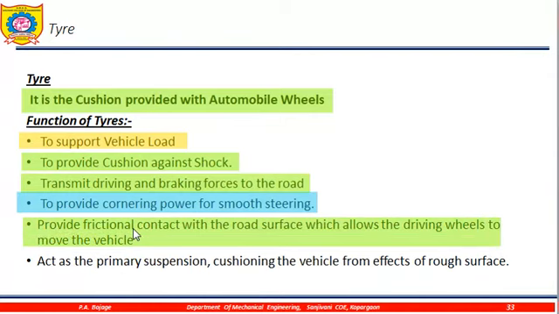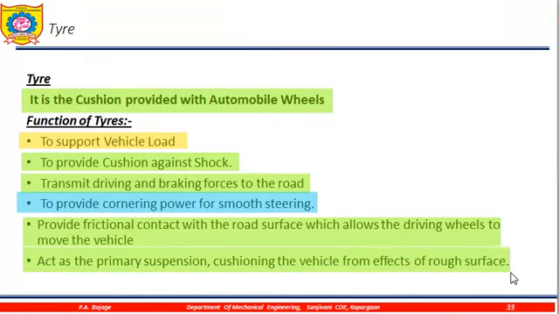So this is a good friction with the road surface, allowing the driving wheels to ride the vehicle. Act as a primary suspension and cushioning for the vehicle from the effect of road surface. So actually the tires are the first parts of the vehicle which absorb the shock.